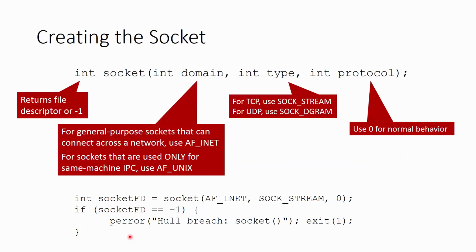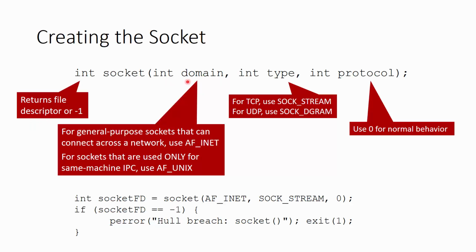So here is a demonstration of the socket call. So the different parameters here. It's going to return the file descriptor if it succeeds. Remember that this inserts entries into the file descriptor table just like open does. So we get a file descriptor out of it when it succeeds.